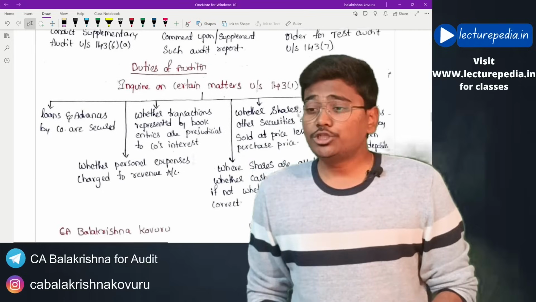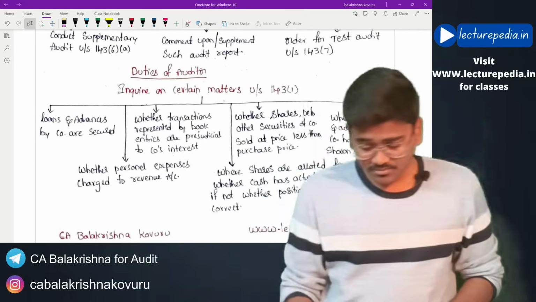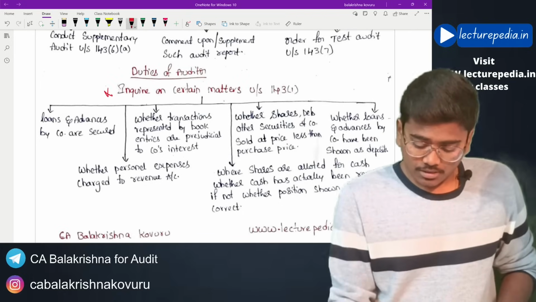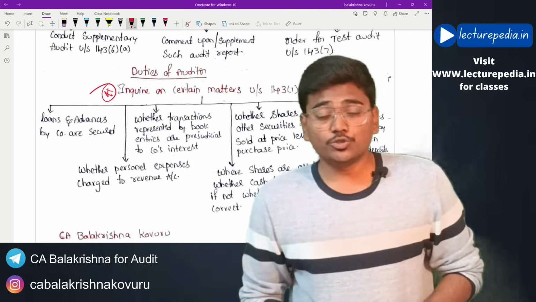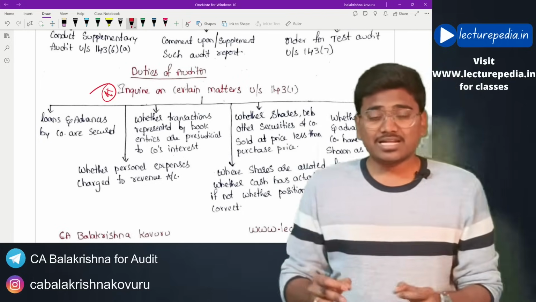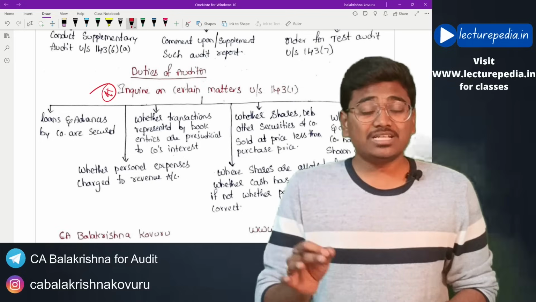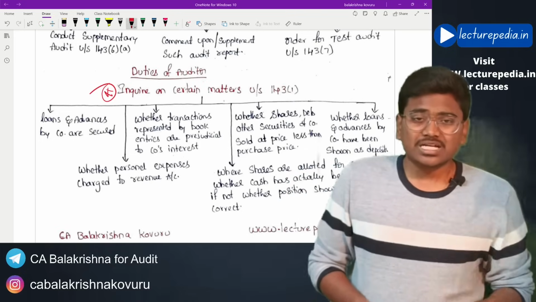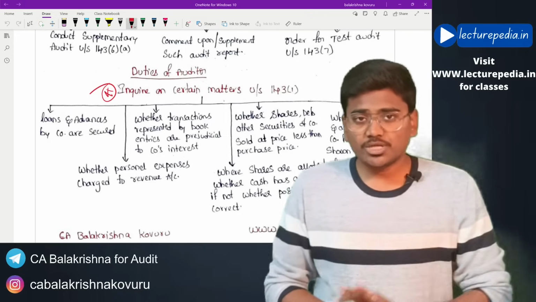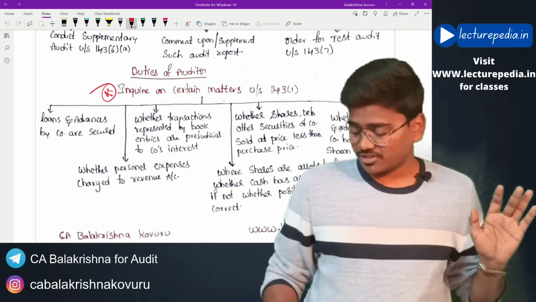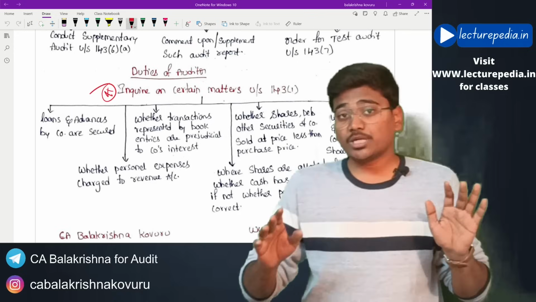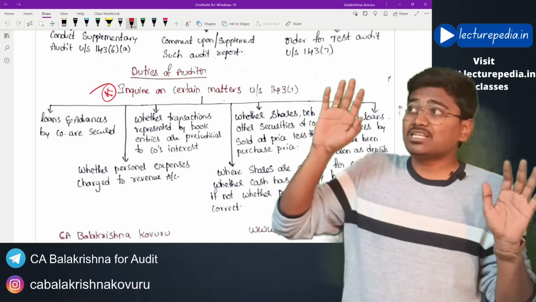Next, coming to duties of the auditor. This is important. He has a duty to inquire into certain matters specified under section 143 subsection 1. Now, there are certain points to be reported in section 143 subsection 1, and also there are certain points to be reported under section 143 subsection 3.